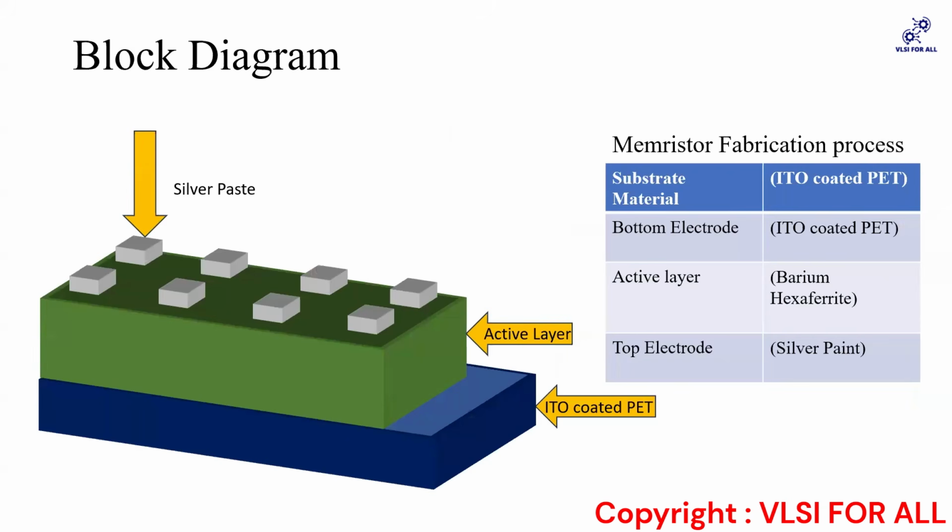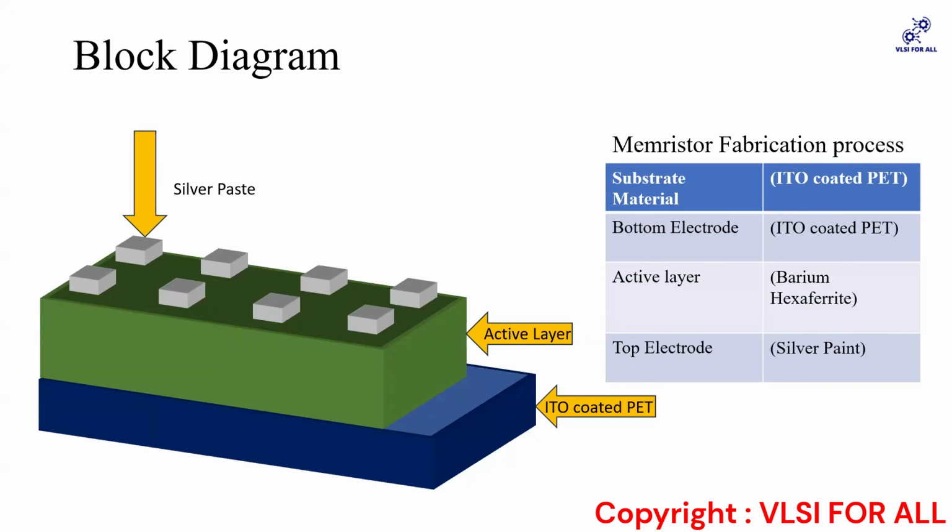This is the basic flow of the block diagram. We can say it is how the memristor has been created, where the bottom electrode is ITO-coated PET. ITO is indium tin oxide, and it's coated on polyester, and the polyimide is of glass material, which makes a sandwich-like structure: a bottom layer and a top layer, and in between there is an active layer, which is barium hexaferrite.